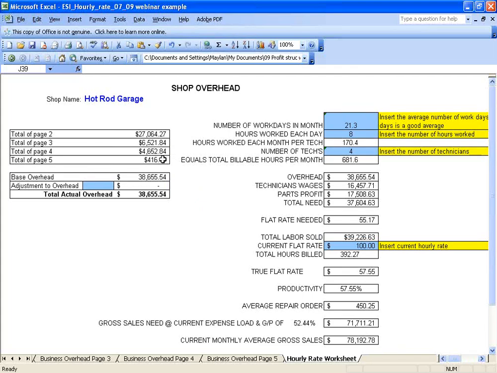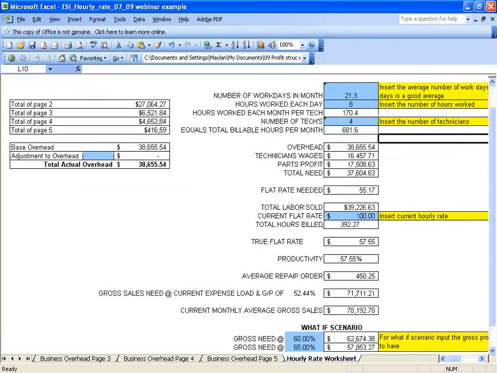It gives us the totals of each page as a monthly average. So in this case, it's $38,655.54. This is what it costs us to keep this shop open each and every month so far. When I add the things in that the accountant left off, you'll see this number change. We're averaging about 21.3 work days a month. We work 8 hours a day. And by the way, if your guys work 9 hours or 10 hours, make sure you put the right amount of hours. They work about 170 hours a month, each technician. We have 4 of them. So we have that 681.6 hours to bill. That tells us our available labor, or available hours of inventory.